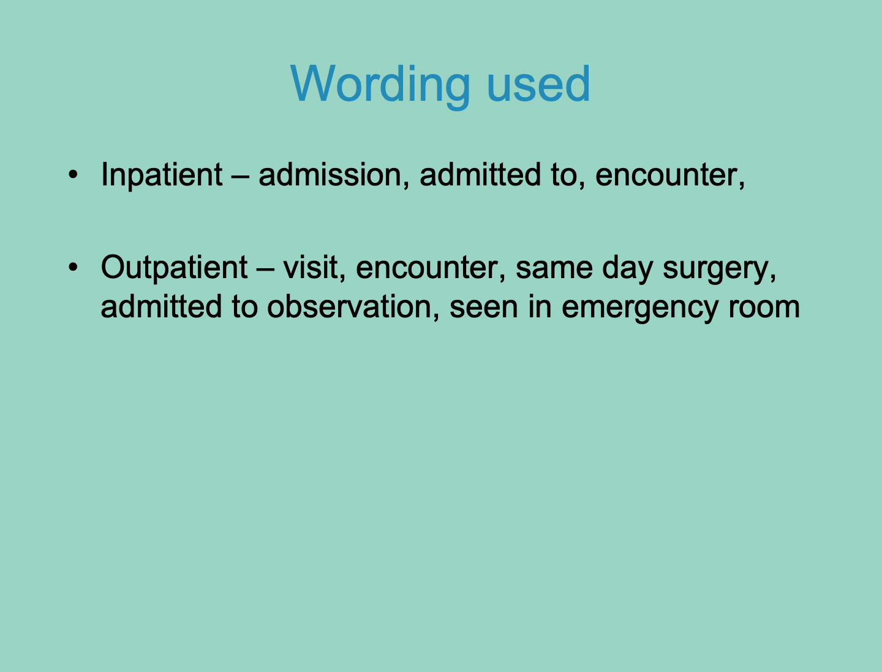For an inpatient, they may say admission and then admitted to, and that way you know for sure that the patient is an inpatient. They may also say encounter, which is also used for an outpatient. For an outpatient, they may say visit, encounter, or same-day surgery, which is usually an outpatient. Admitted to observation, that's an outpatient, even though they use the term admitted. Seen in an emergency room, that's an outpatient. So keep aware of how it might be confusing.